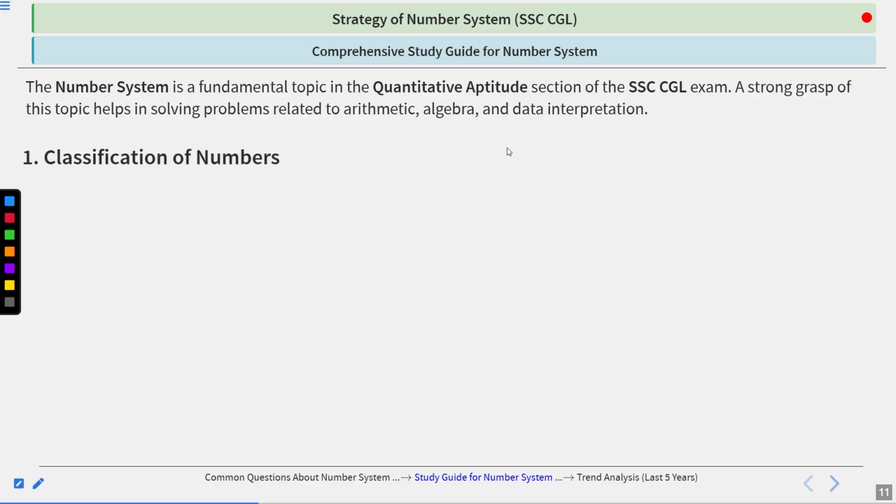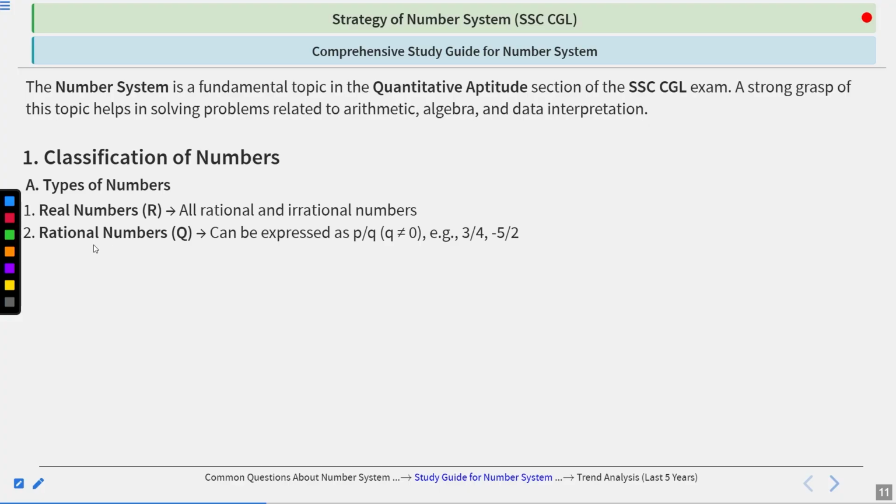So, the classification of numbers. First we discuss the classification of numbers. There are a few types of numbers. The first one is real numbers. As we know, all rational and irrational numbers are known as real numbers.